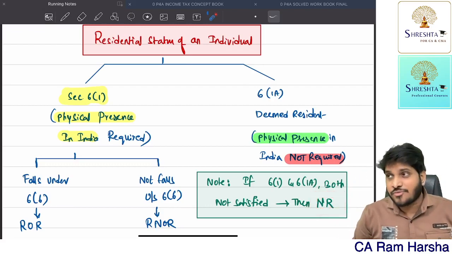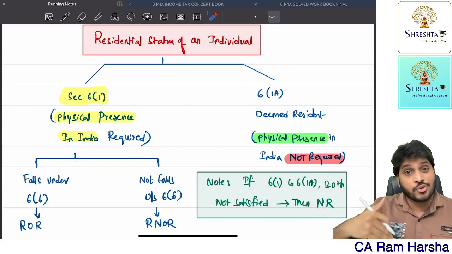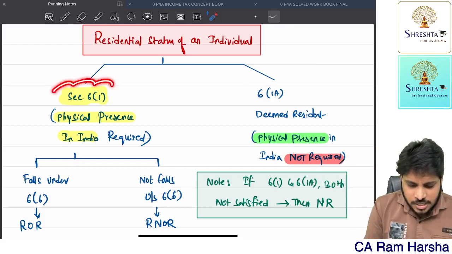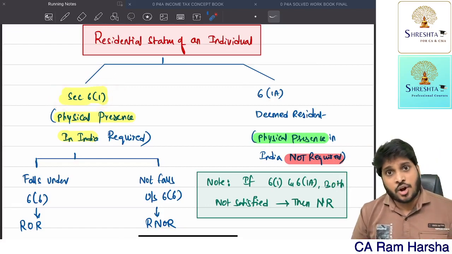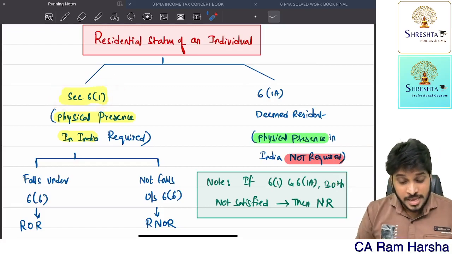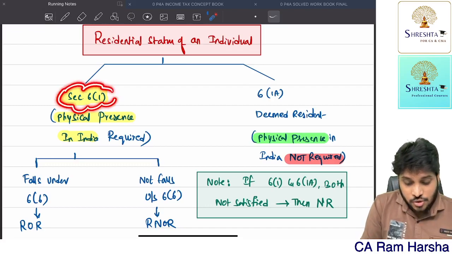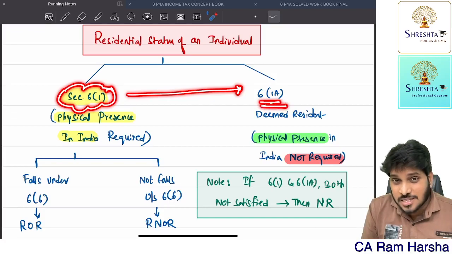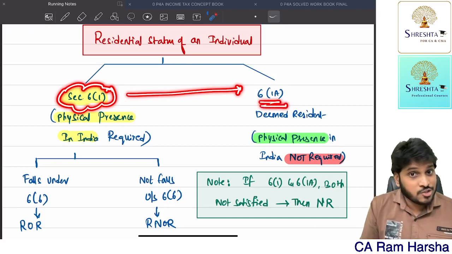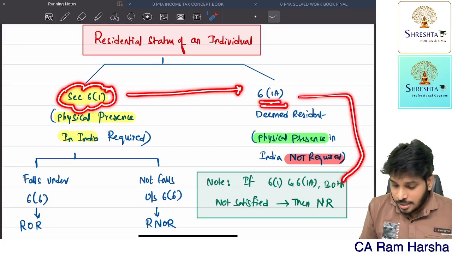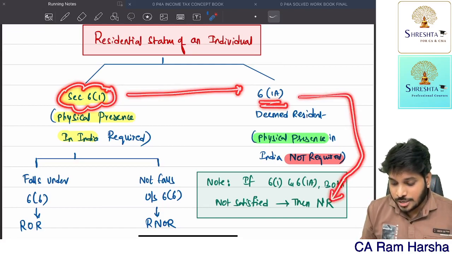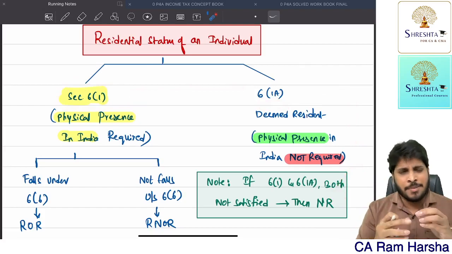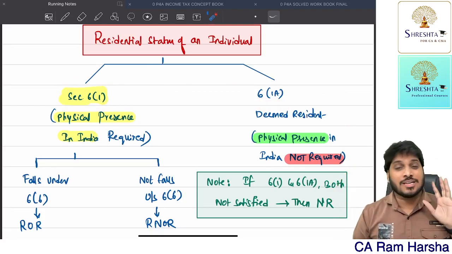Earlier, before Finance Act 2020, before 1/4/2021, what is the picture? If a person does not satisfy 6 clause 1, he is a non-resident straight away. But now, if a person does not satisfy 6 clause 1, we should additionally check 6 clause 1A, whether that person is coming under 6 clause 1A. If that is also not there, then he is straight away treated as non-resident. Able to understand? So that's the basic overview about individual residential status.